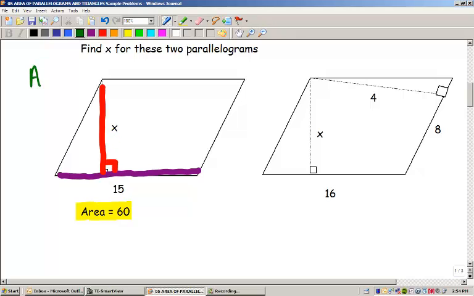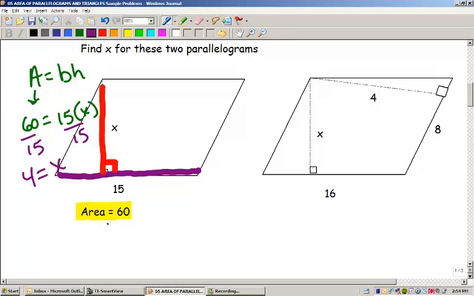So let's start with the formula. Area is equal to base times height. Now in this case, they're telling me my area is 60. They're telling me my base is 15, and my height is the x. So in this case, all I need to do is divide both sides by 15, and I find out that x turns out to be 4. So we're talking about 4 units. And again, it should just be units to the first power.